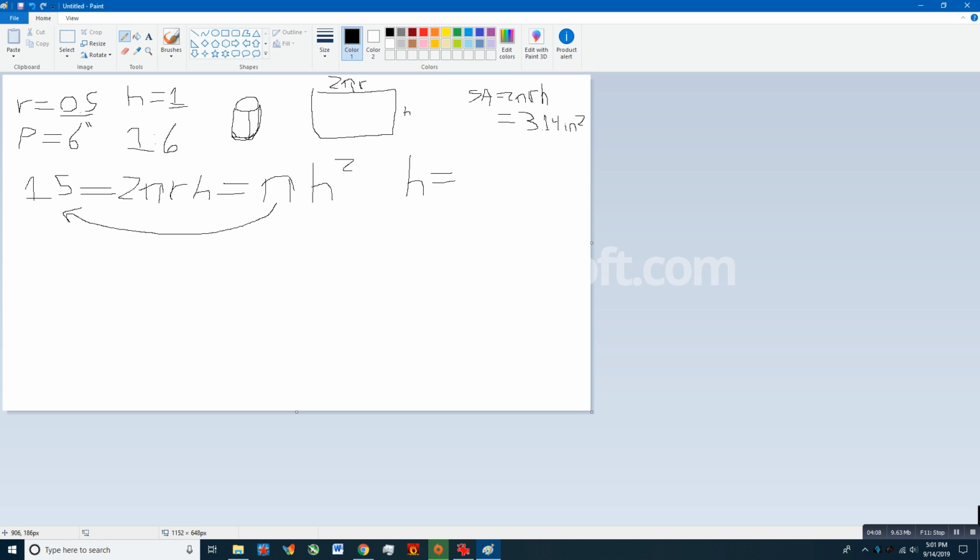So we get h equals the square root of, sorry, that's a little messy, 15 over pi. Let's do that math. Okay, so that gets us about 2.19 inches. So that's just the height of the foreskin alone.